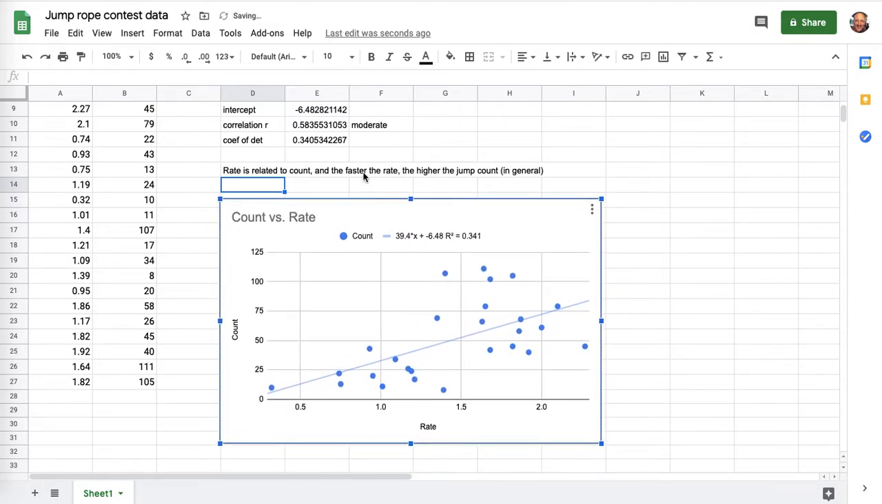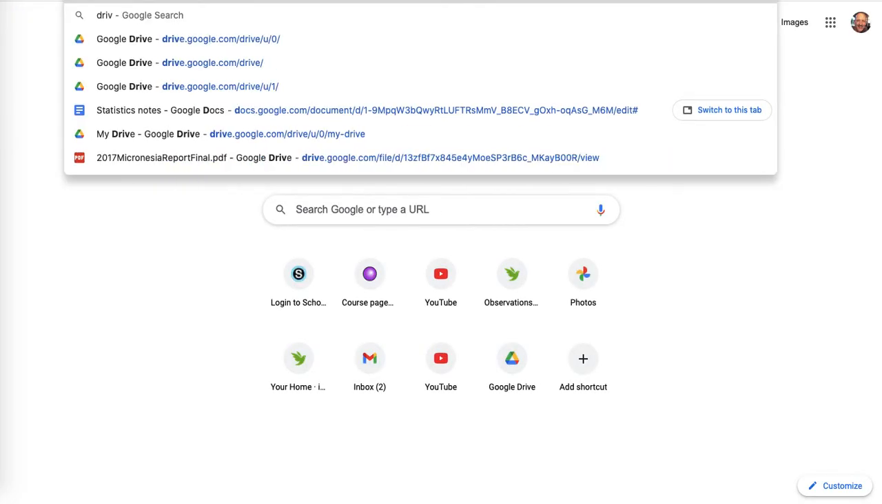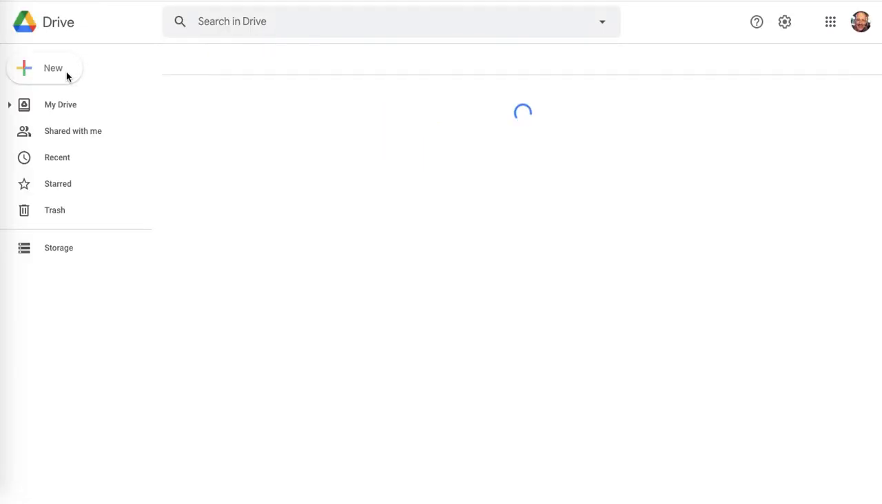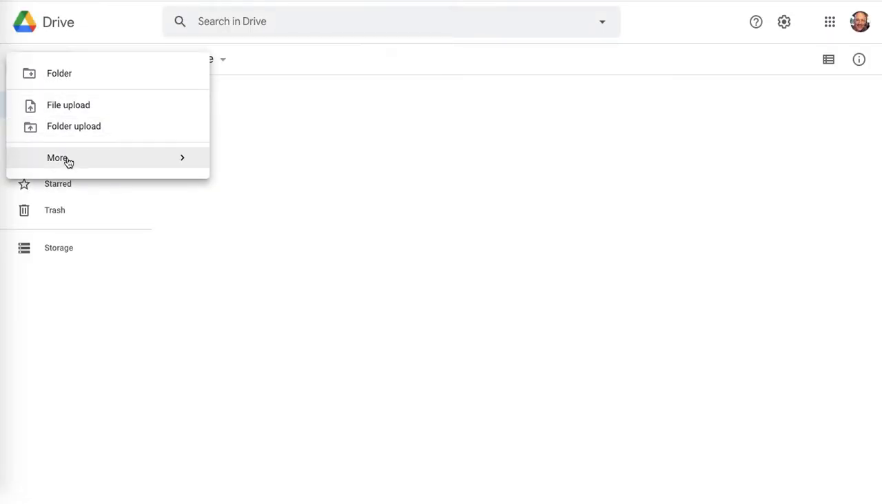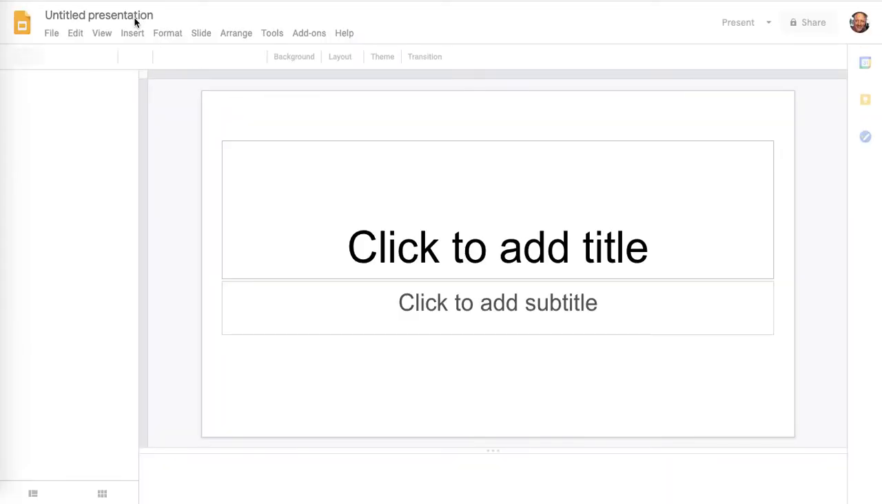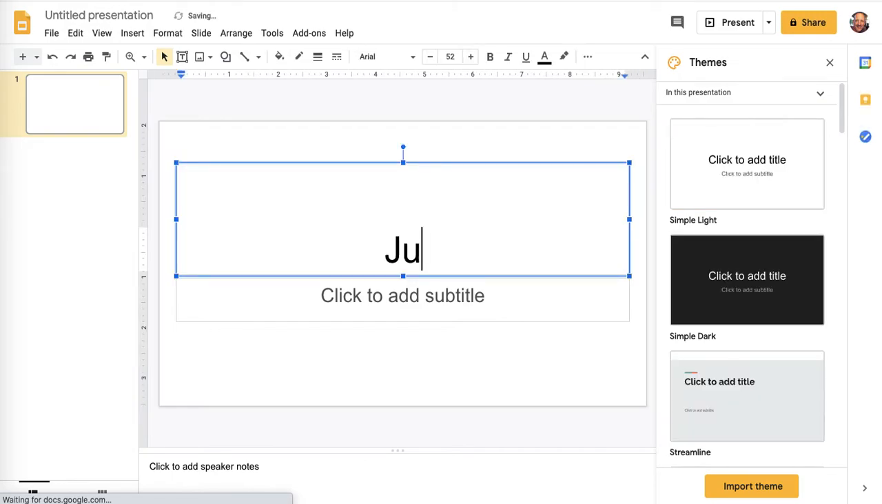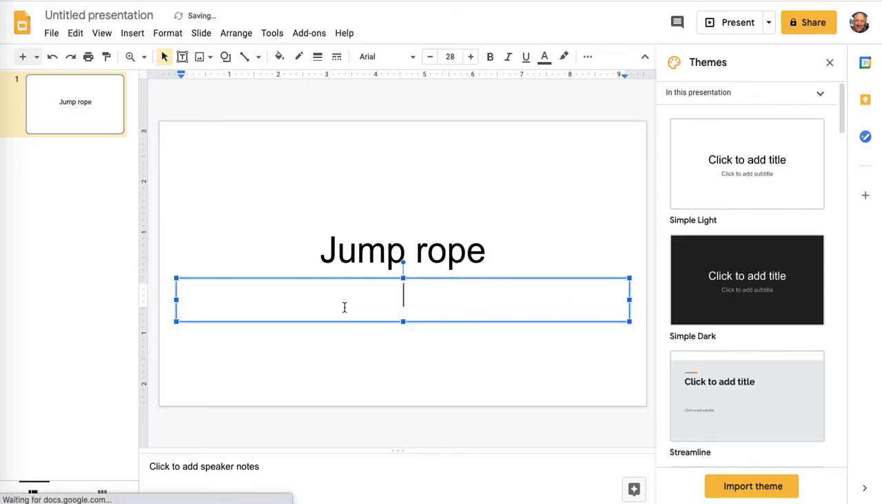Now, this week, we'll be looking at moving these over to slides. So you'll have a blank slide document to work with. I'll go ahead and pull up a slides document here. This will be my jump rope presentation. So I'll probably give that a title down here. Jump rope presentation. A contest.